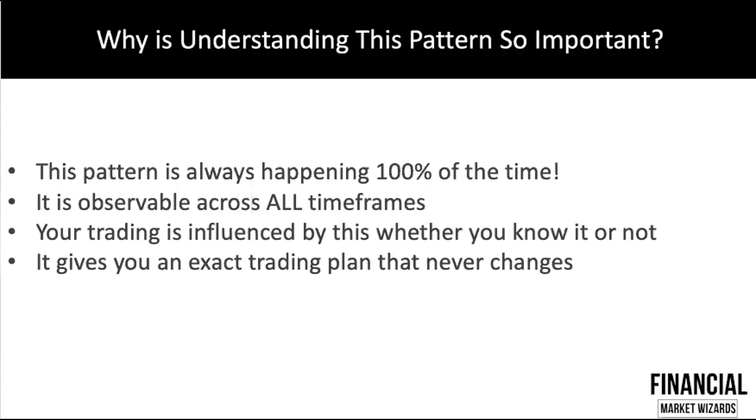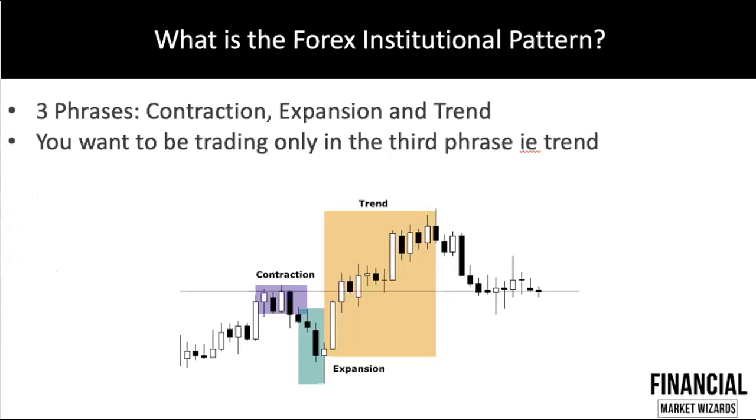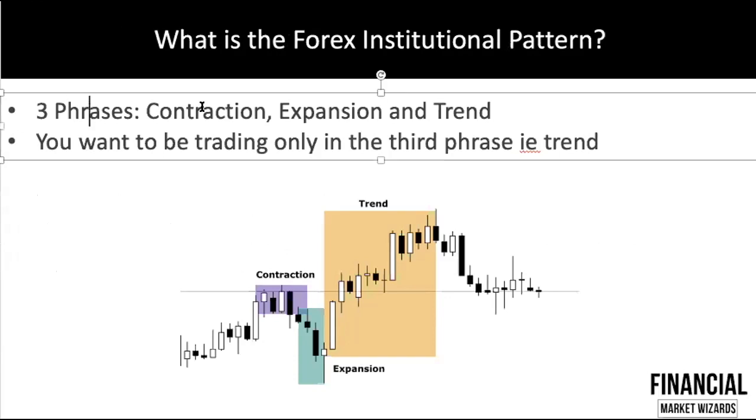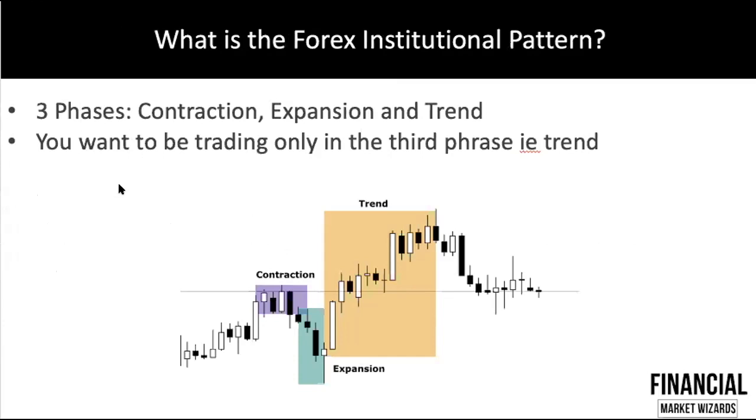Now you might ask, what is the Forex institutional pattern? The Forex institutional pattern is made of 3 phases. It's made of contraction, expansion, and trend. Not to worry, I'll go into greater detail for each of these phases, but just know for now that there are 3 phases: contraction, expansion, and trend.